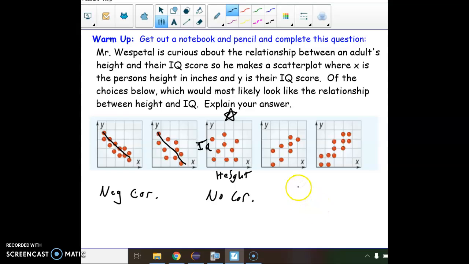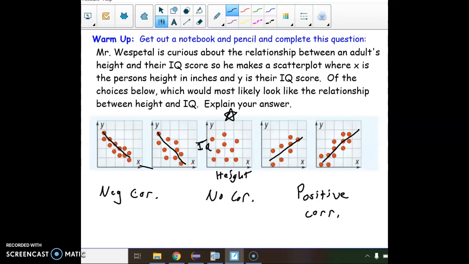The last type over here is called positive correlation. That's just as one goes up, so as height goes up, the IQ goes up. That would be a positive correlation. Again, I don't think that's the case here, but that's what it means to be positive. And we can draw what are called lines of best fit. The tighter the points are to the line, the stronger the correlation is.